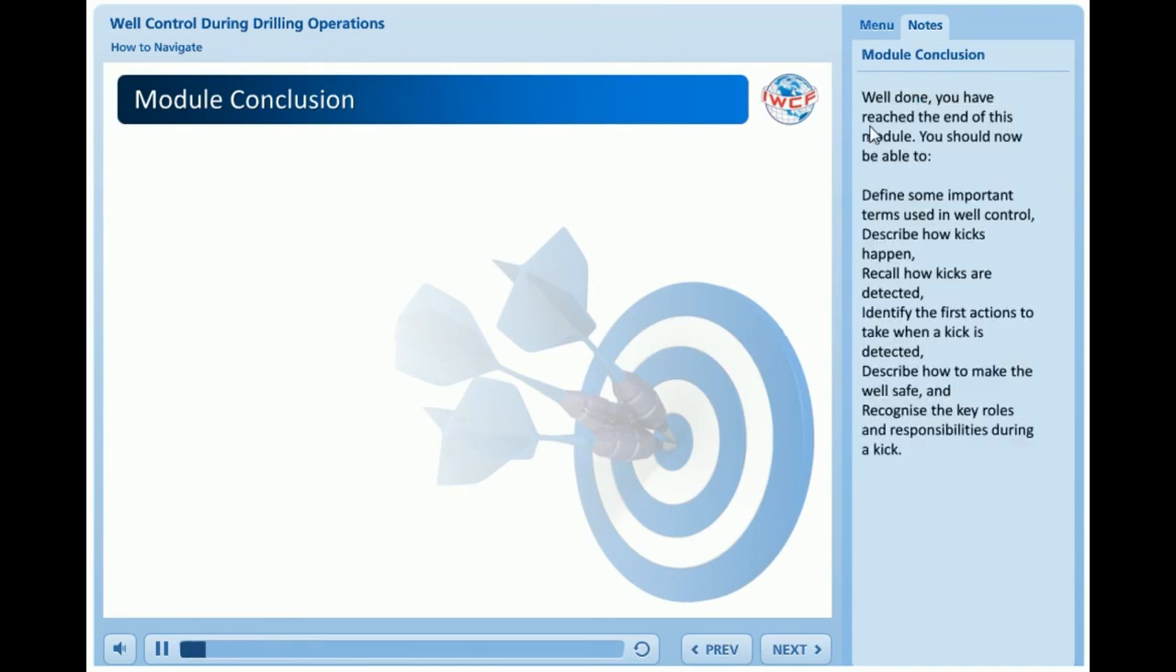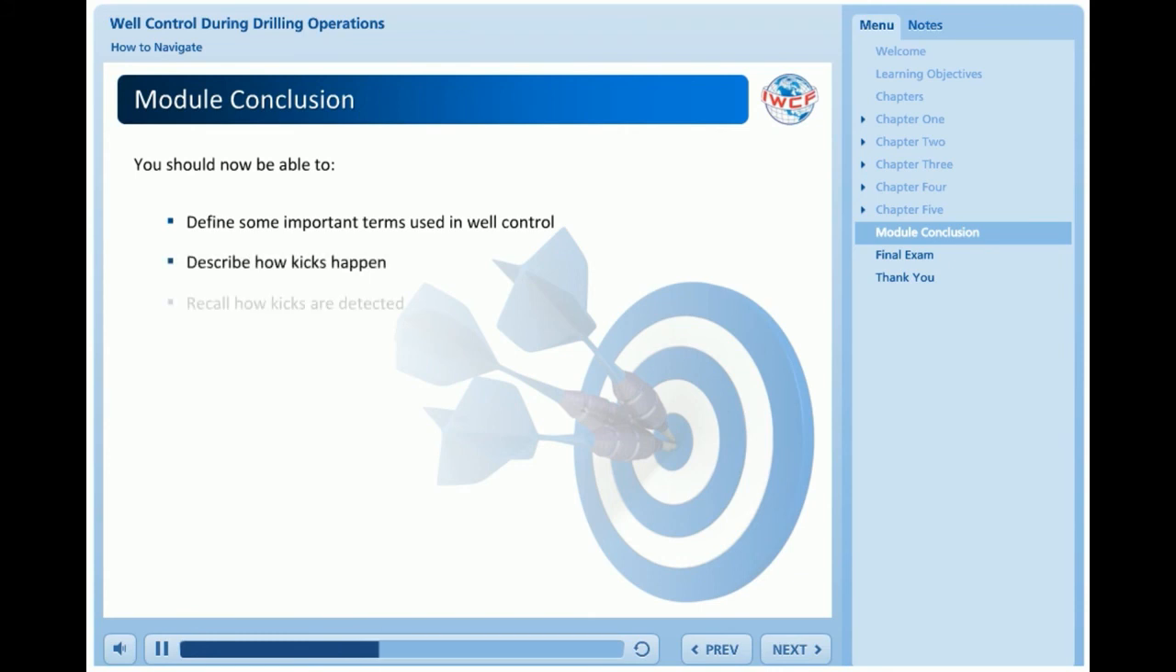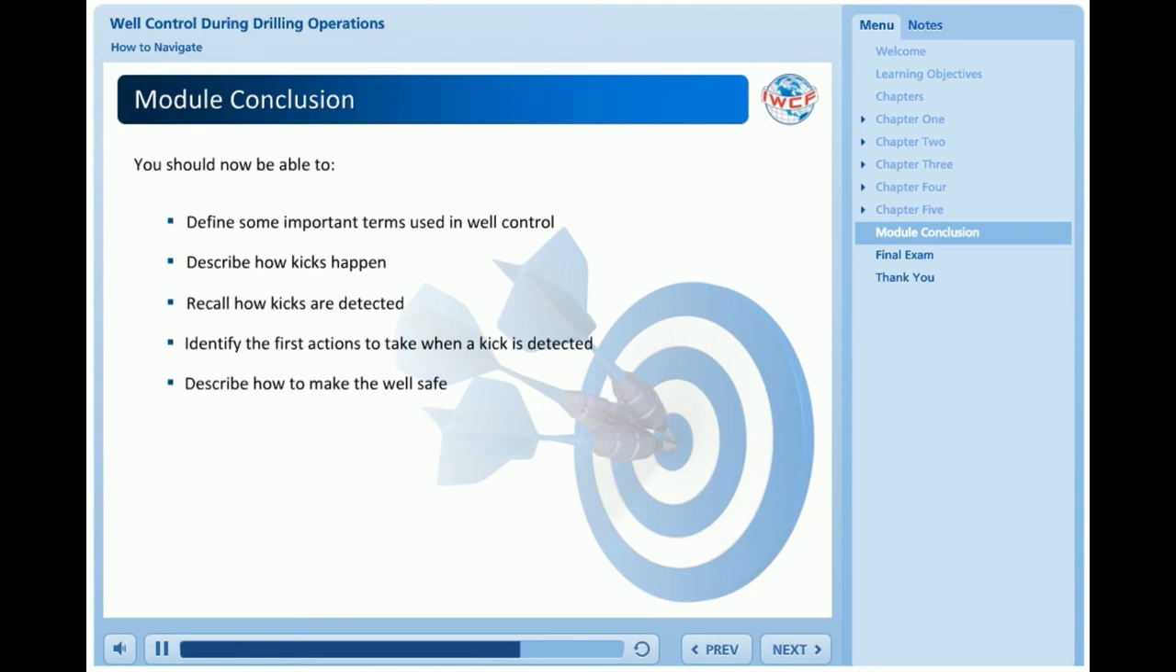Well done, you have reached the end of this module. You should now be able to define some important terms used in well control, describe how kicks happen, recall how kicks are detected, identify the first actions to take when a kick is detected, describe how to make the well safe, and recognize the key roles and responsibilities during a kick.